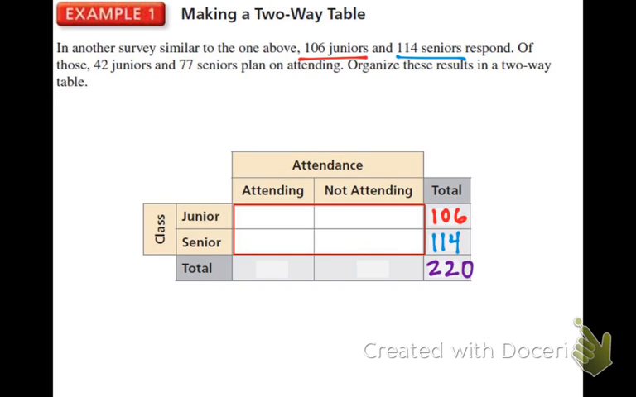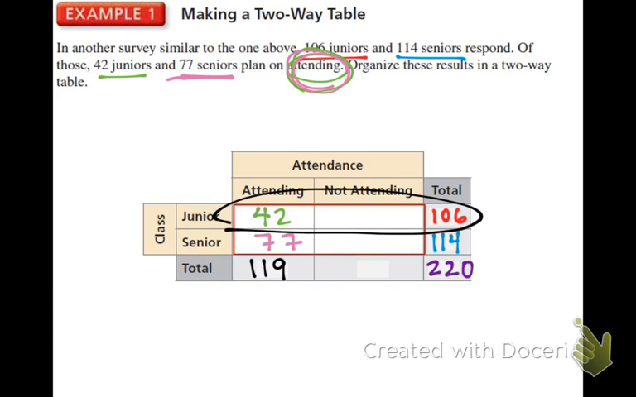All right, we keep reading. Of those, 42 juniors and 77 seniors plan on attending. So where am I going to put 42? Juniors that are attending, top left. And then I want to put in 77. There's seniors that are attending. So 77. This will be enough information to find the remaining. So what is the total of those who are attending? 119, because you can add them together.